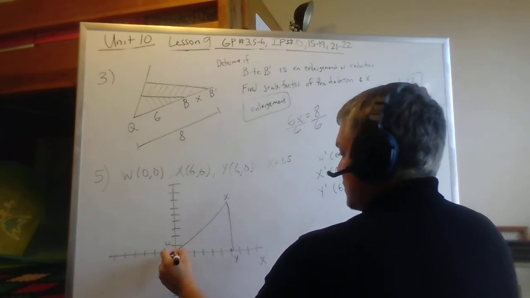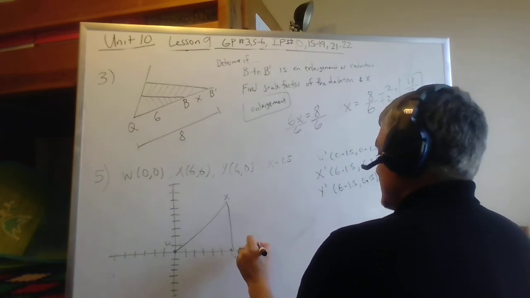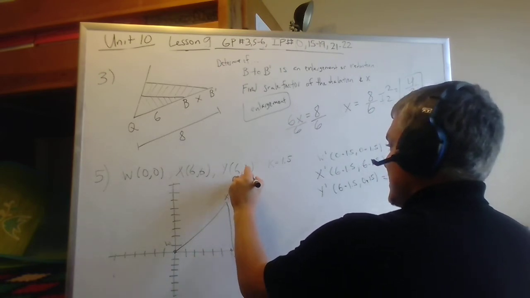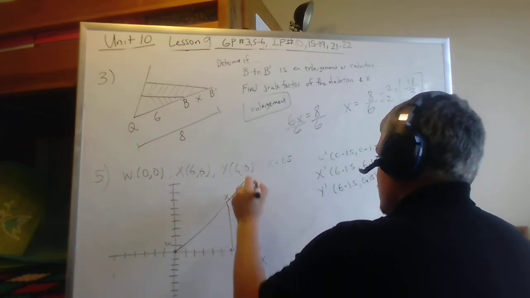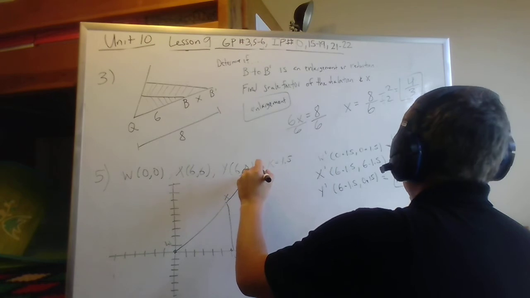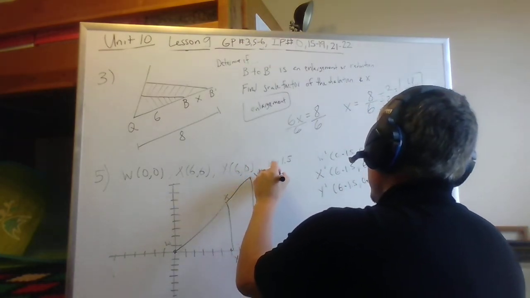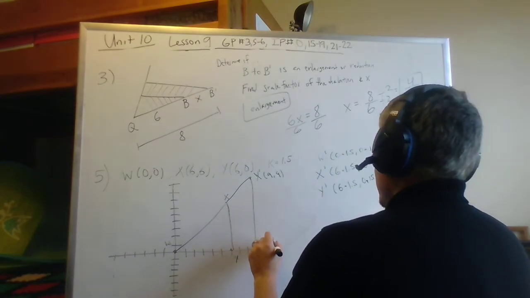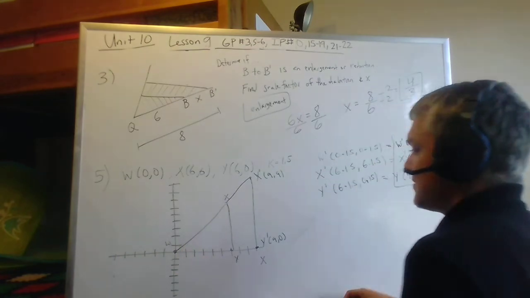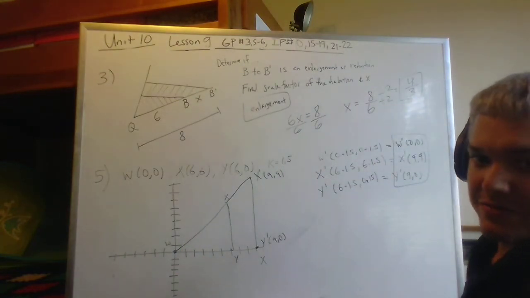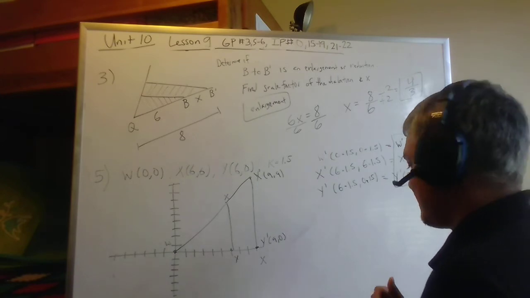All right, so we have a point still at 0, 0, at 9, 0, and then 9, 9. So it's just going to go like this. X prime is right here at 9, 9, and y prime is going to be at 9, 0, and w prime and w is at 0, 0. So that's pretty much how you would do problem 2. All right, or problem 5.